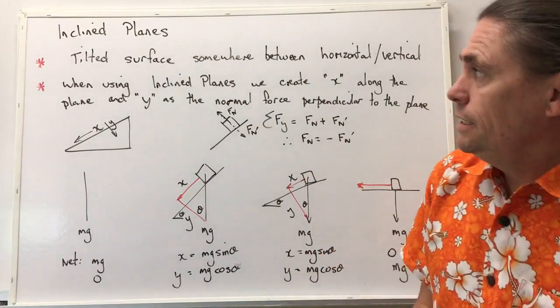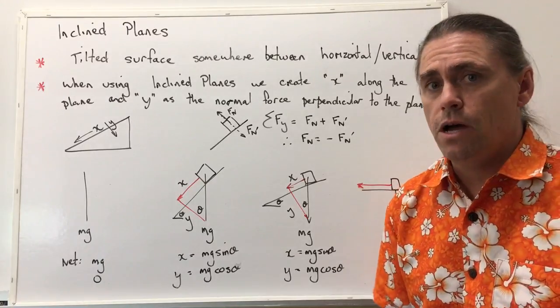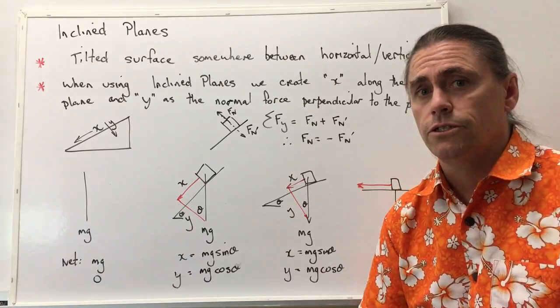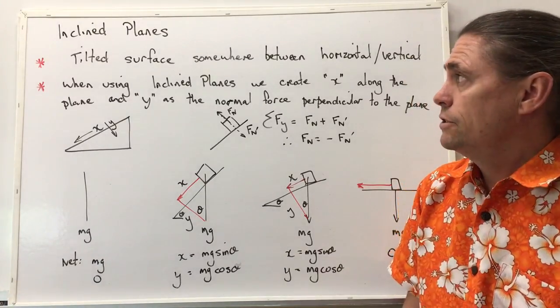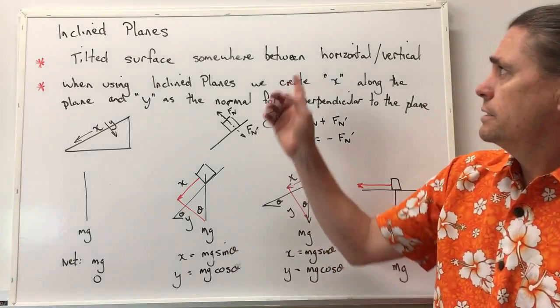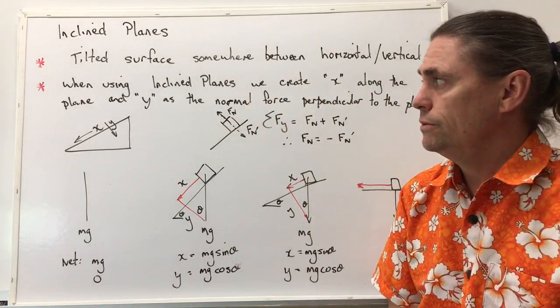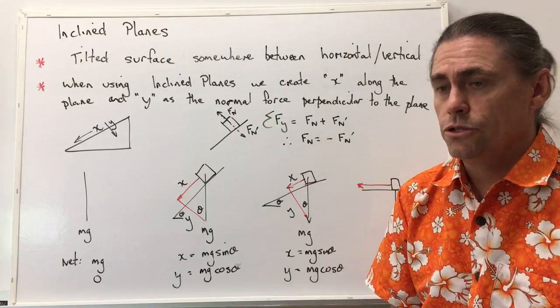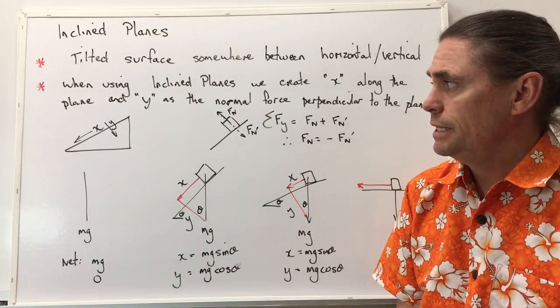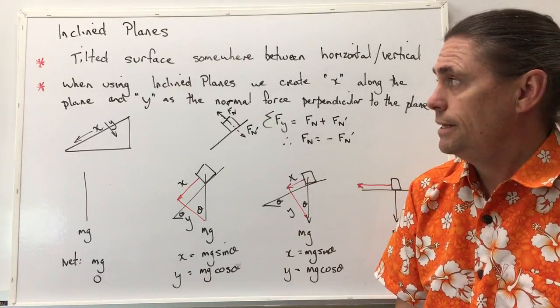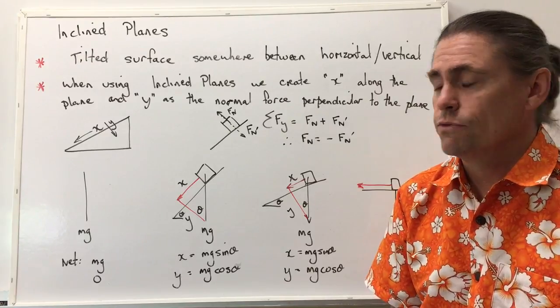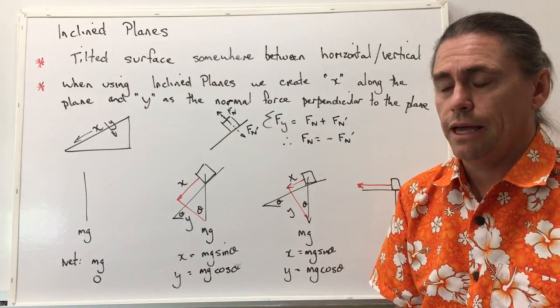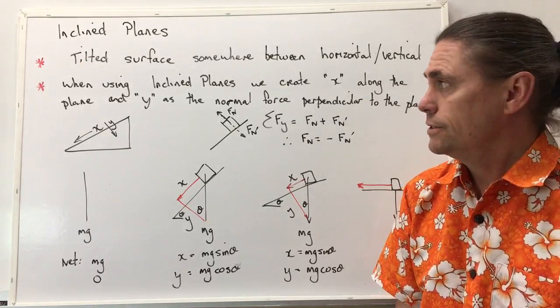Okay, let's have a look at inclined planes. Now we define an inclined plane as a tilted surface where the tilt of that surface has an angle that lies somewhere between horizontal and vertical. Now to analyse motion on this particular surface, or this inclined plane, we need to set up a set of reference axes through which we can make our calculations.